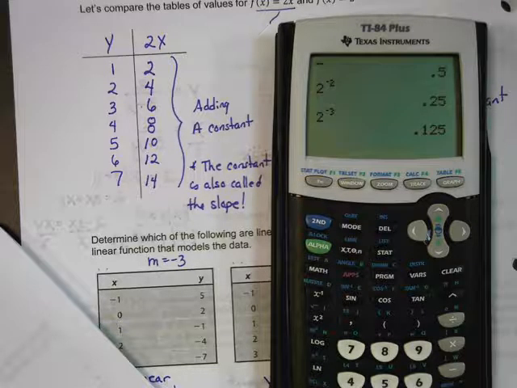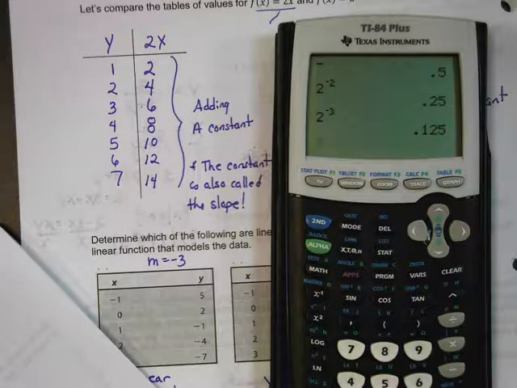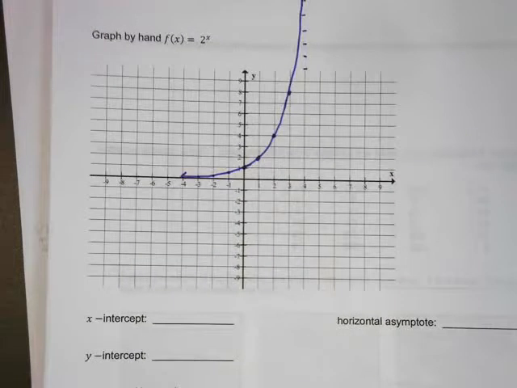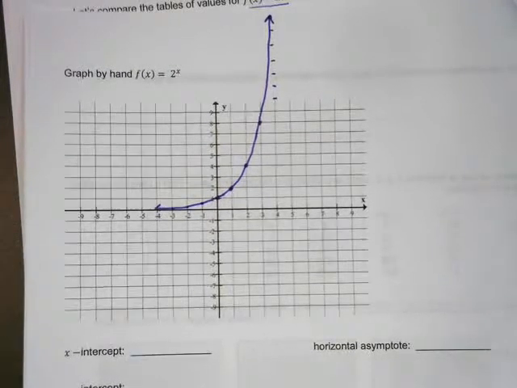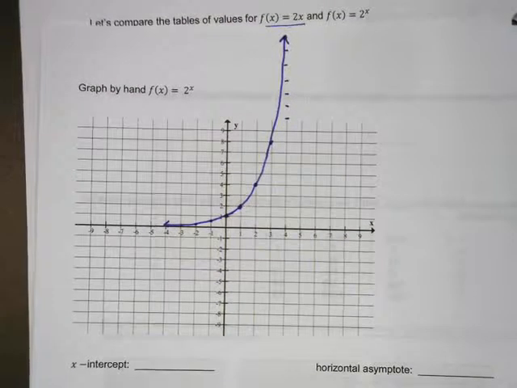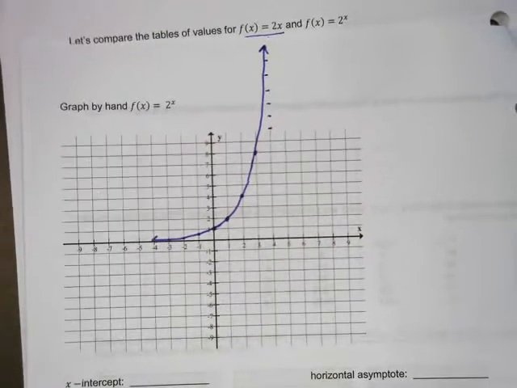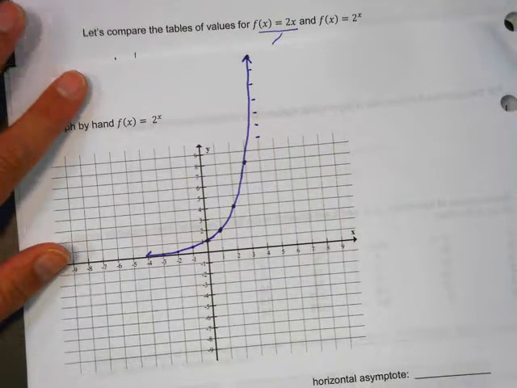So let's look to see what the graph looks like. Is your graph increasing or decreasing as you go from left to right? Increasing? So, yeah, increasing. Looks something like that, doesn't it? All right, so this is an increasing function, and it should be, because 2 is going to be a growth factor.